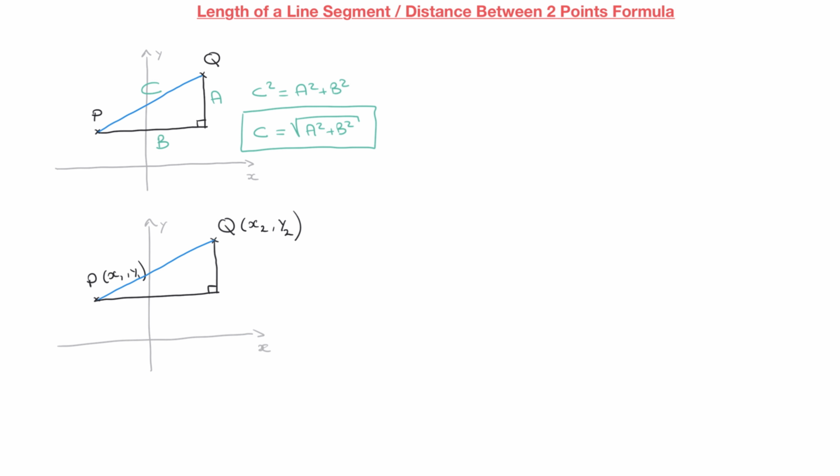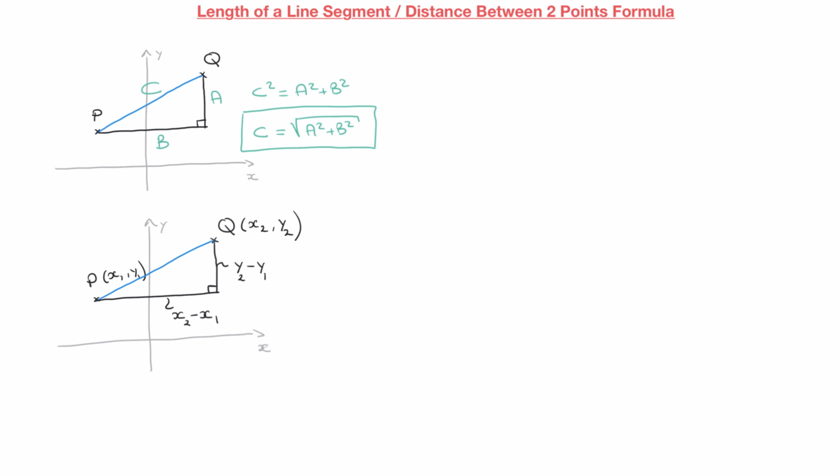So what are these other 2 side lengths equal to in terms of the coordinates of these points? Well, this horizontal side length will be equal to the difference between the 2 x coordinates of the points. So this side length at the bottom here will equal x sub 2 minus x sub 1. And the vertical side length we have here, well, that will equal the difference between the y coordinates of the 2 points. So this side length here is equal to y sub 2 minus y sub 1.